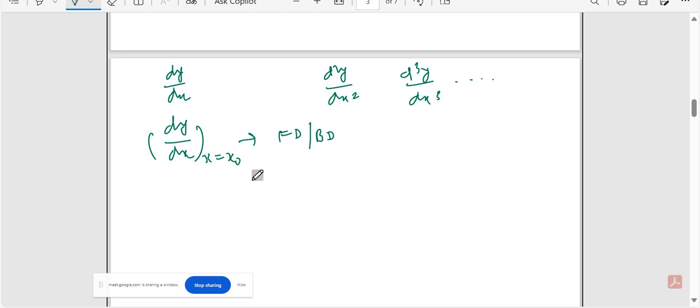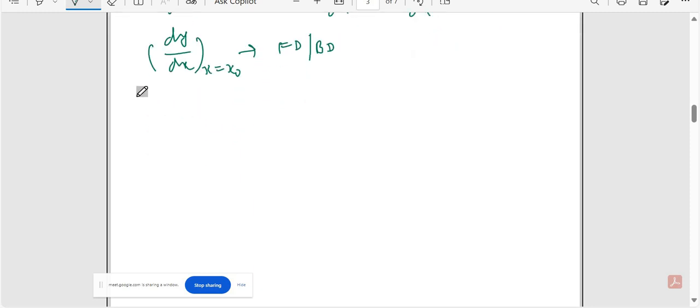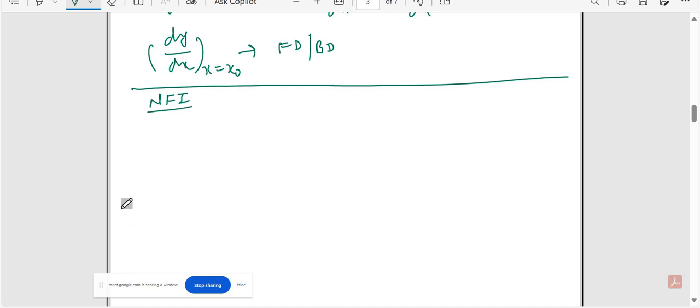Okay, now we start with the first, our forward difference. What is the formula of Newton forward interpolation? What is the formula of Newton forward interpolation? Anybody?